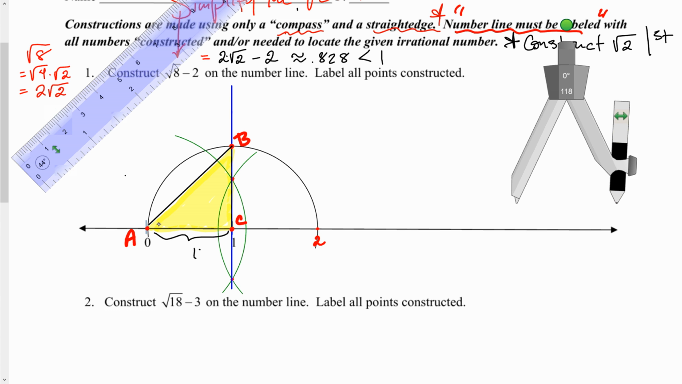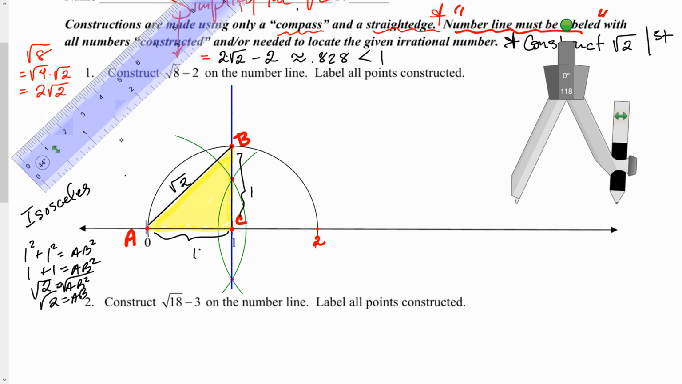Now, because I used the radius from C to A and rotated up to B, this is also 1. So it's an isosceles triangle, and A to C and C to B are both 1. The question is, what is the hypotenuse? 1 squared plus 1 squared is equal to AB squared. 1 plus 1 is 2, which equals AB squared. I already went through this in my prior lesson. If you square root both sides, I get the square root of 2 equal to AB.